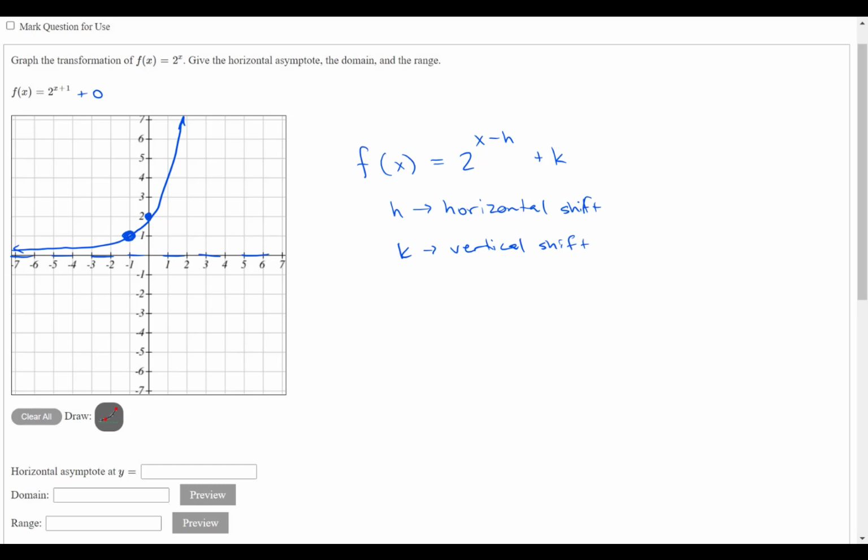Now to answer these parts down here, the horizontal asymptote. The horizontal asymptote is still at y equals 0, so we'll leave that alone. The domain of all exponential functions is -infinity to +infinity. And that's just a fact that you can rely on, memorize, and just use for these kinds of questions. Then the range starts from wherever your horizontal asymptote is. In this case, that's at 0, but it doesn't include the asymptote. So we start with 0 non-inclusive, so the parentheses, and then go to +infinity.